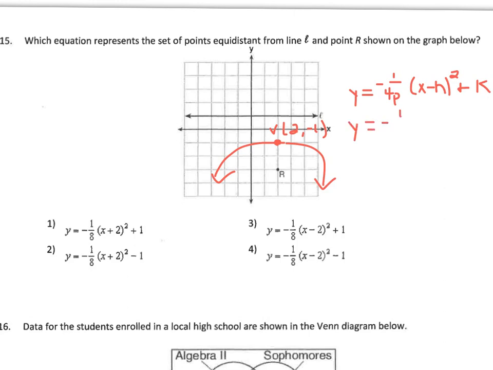So y equals -1 over 4 times p. Well, p is the distance from the vertex to the focus, so that's 2 units. Or it's the distance from the vertex to the directrix, which is 2 units. So we're going to replace this p with a 2. So 4 times 2 would be 8. So we have y equals -1/8, and then x minus, well, h is equal to 2, so x minus 2 squared, and then k is equal to -1. So rather than writing plus -1, I'm just going to write -1. So that matches up with choice 4.